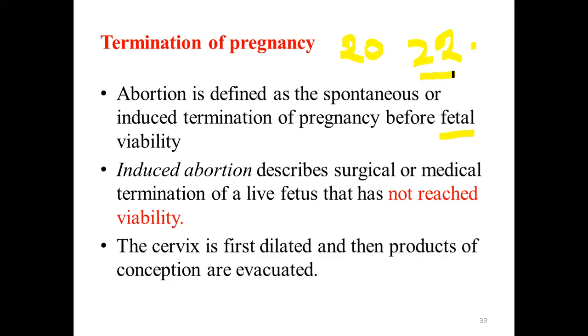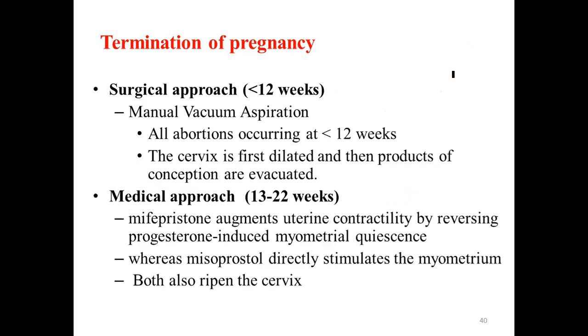So there are different procedures. There is a surgical component. They dilate, then they cut the fetus into different pieces to evacuate from the uterus. That is one approach. We call it the surgical approach. We even call it manual vacuum aspiration.